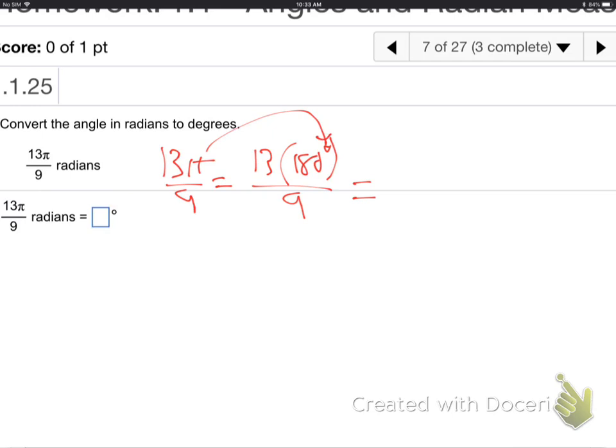If you need to do it by hand, 9 goes into 180 20 times, right? So we have 13 times 20. We can do that. We don't need a calculator. 2 times 13 is 26. Throw the 0 on the back. 260 degrees. And it's in degrees now. 260 degrees. That good? You just calculate or by hand.